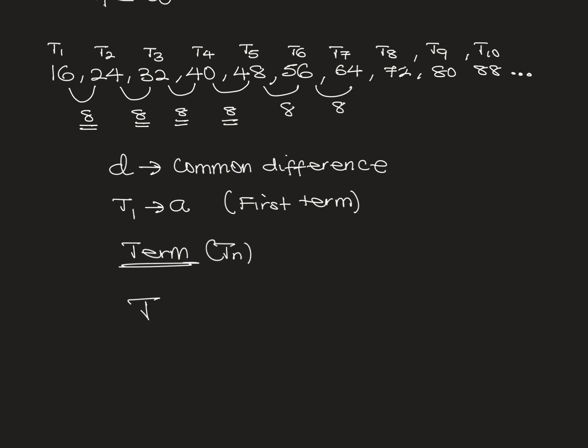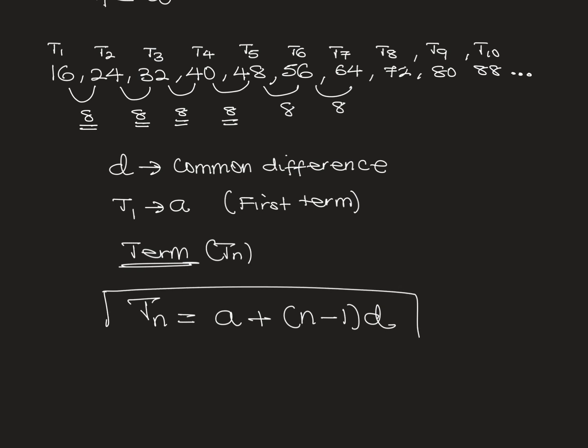So T sub n is equal to A plus n minus 1 times the difference. This formula is very important. That is, if you want to find the term, let's say the 8th term, that will be T sub n. N is the number of the term, is equal to A, which is the first term, plus n, which is the term, minus 1 multiplied by the difference.